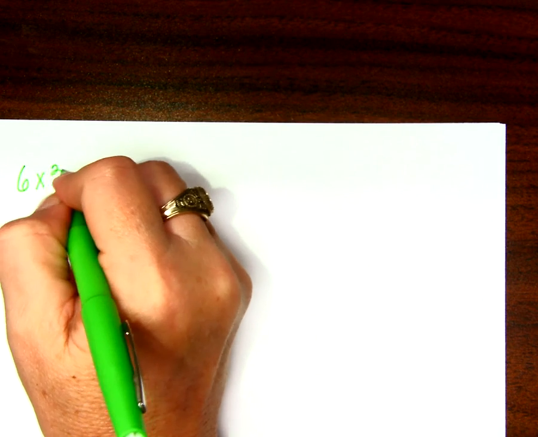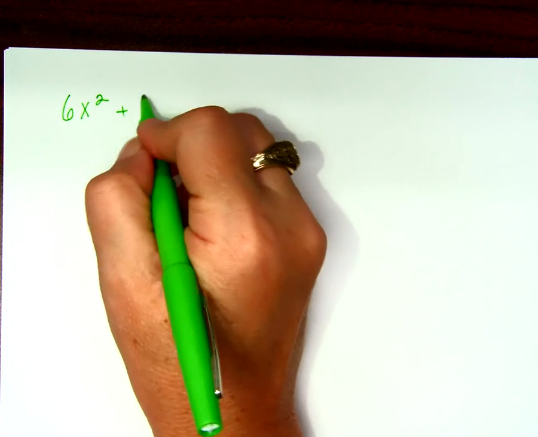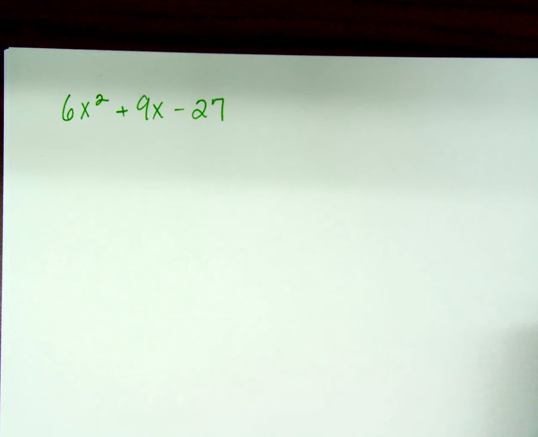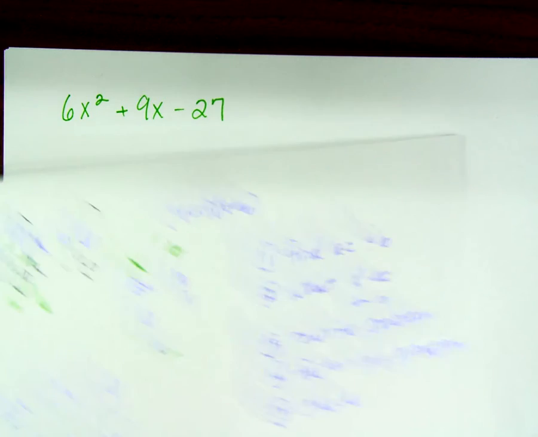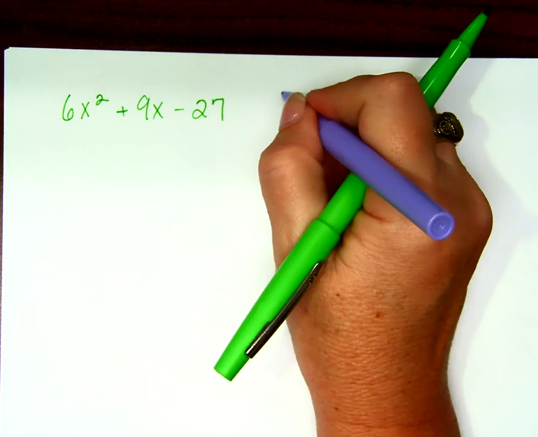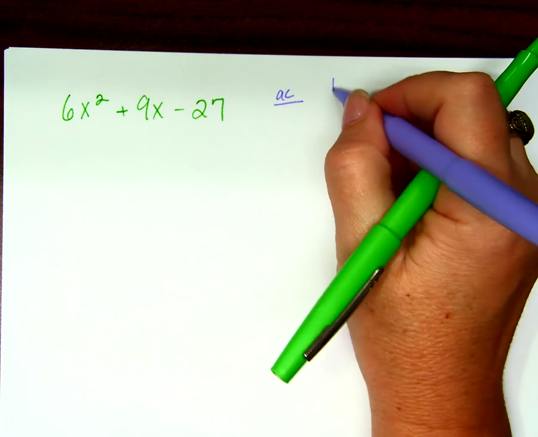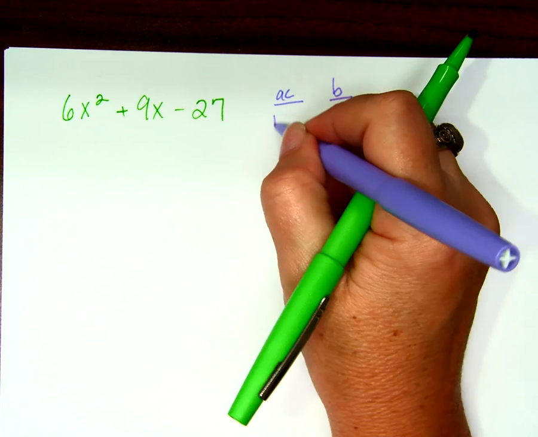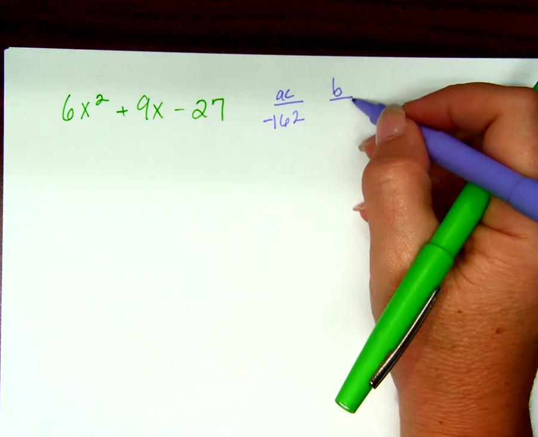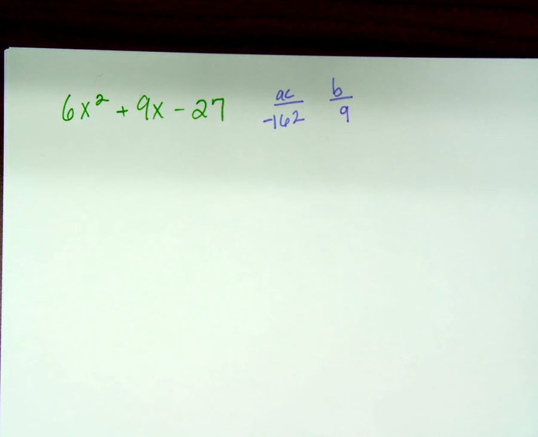6x squared, plus 9x minus 27. Step 1. AC and B. So AC is 162. Negative 162. And what's B? 9. Okay.